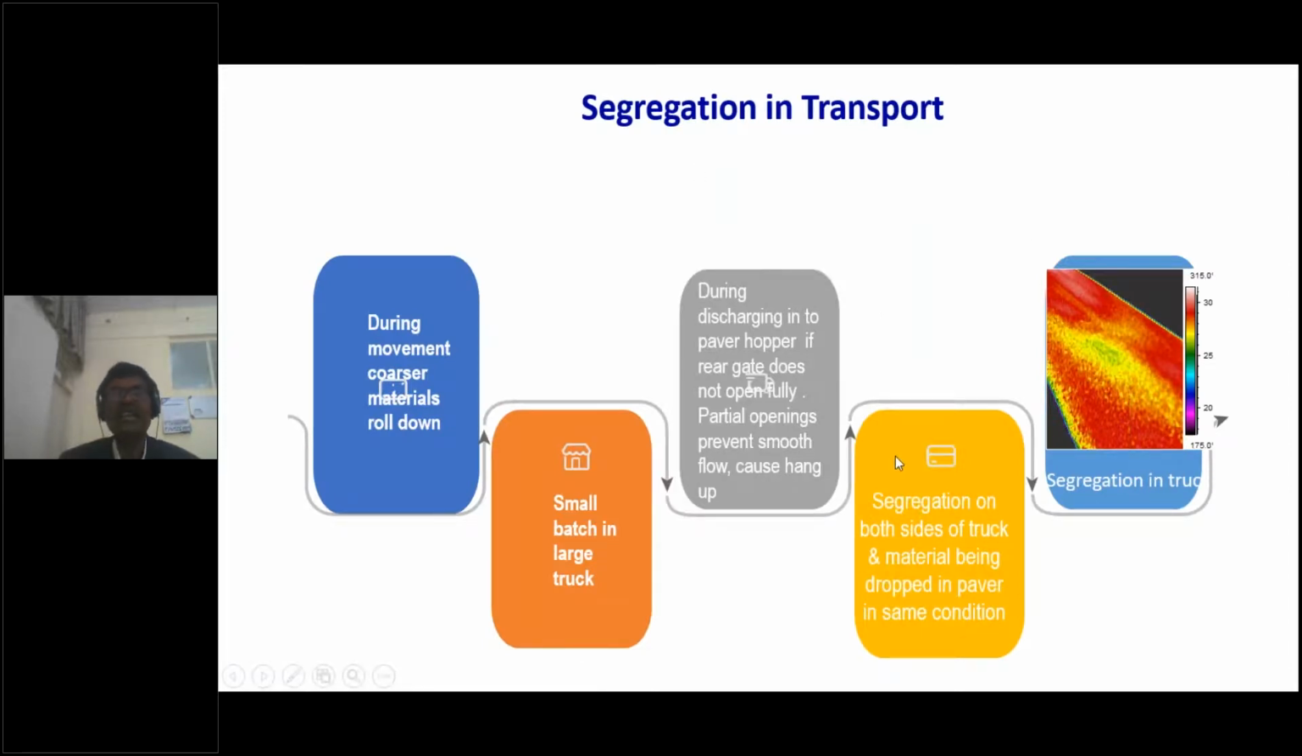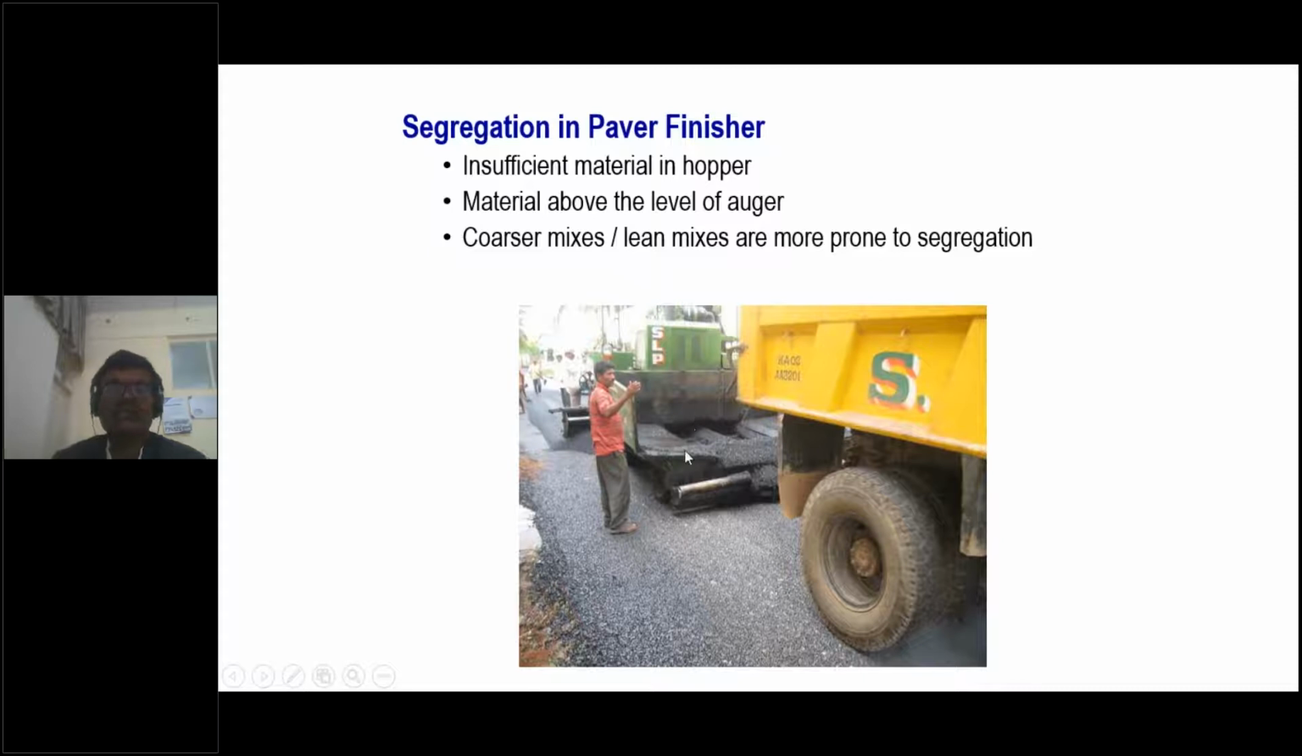So during segregation it can happen, and during paving, this is the typical scene we find in the majority of road construction sites, not in major road construction projects. The paver hopper is emptied, and you wait for the load to come, and then this material mix is unloaded, and once loaded, this truck goes and it finishes. This kind of situation creates a lot of segregation, non-uniformity, poor quality product. This should never be done.